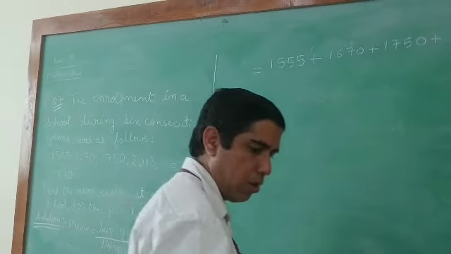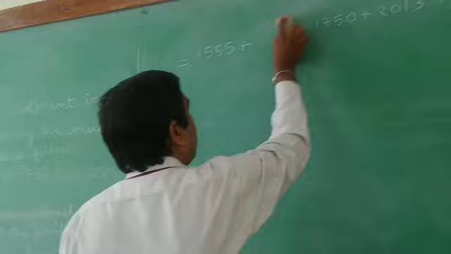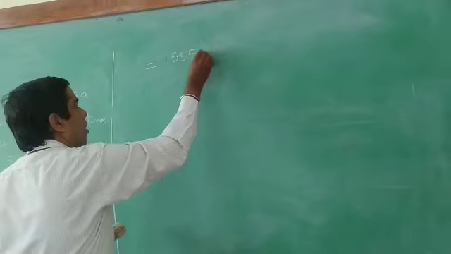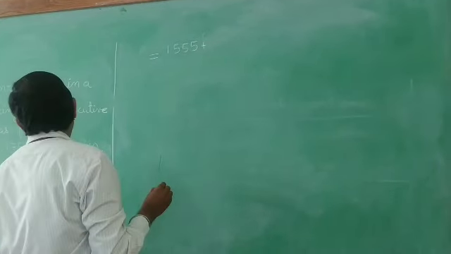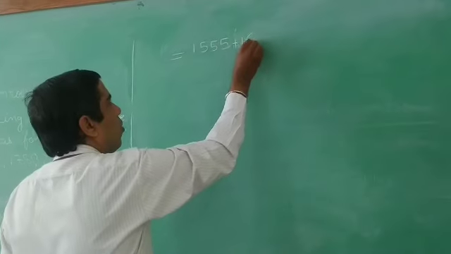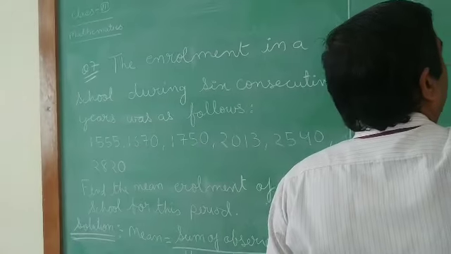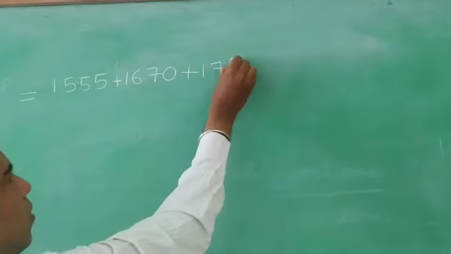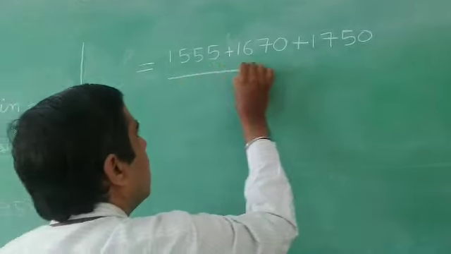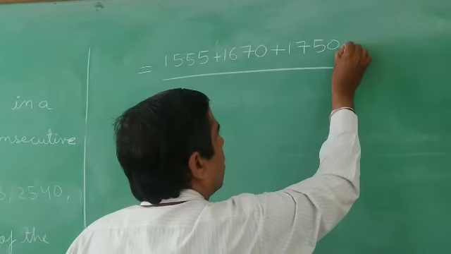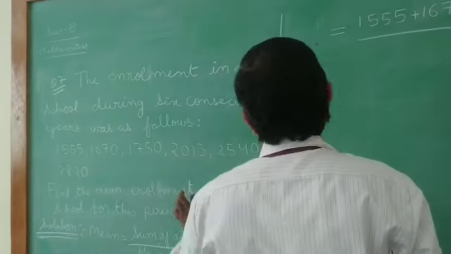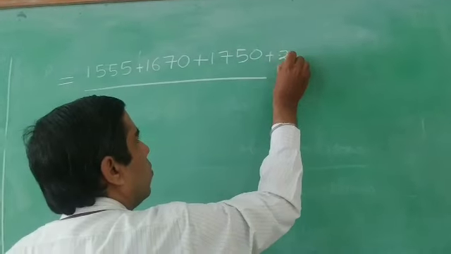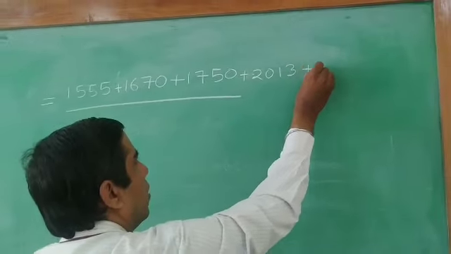One minute. I should write in the proper space so that all numbers will be able to adjust here. So let me write small numbers here, plus sign 1670. 1670 plus. Now 1750. Right here, it is plus here. Down, the next is 2013. 2013. And the plus here.